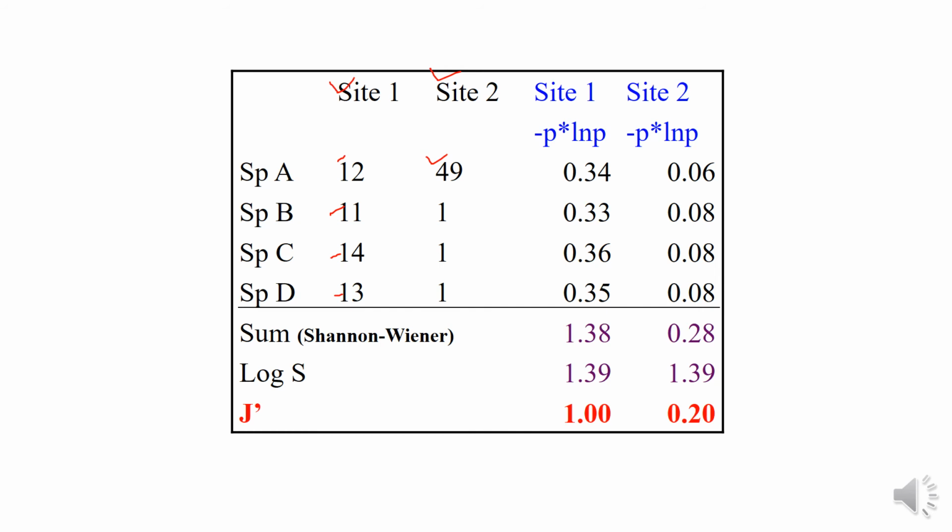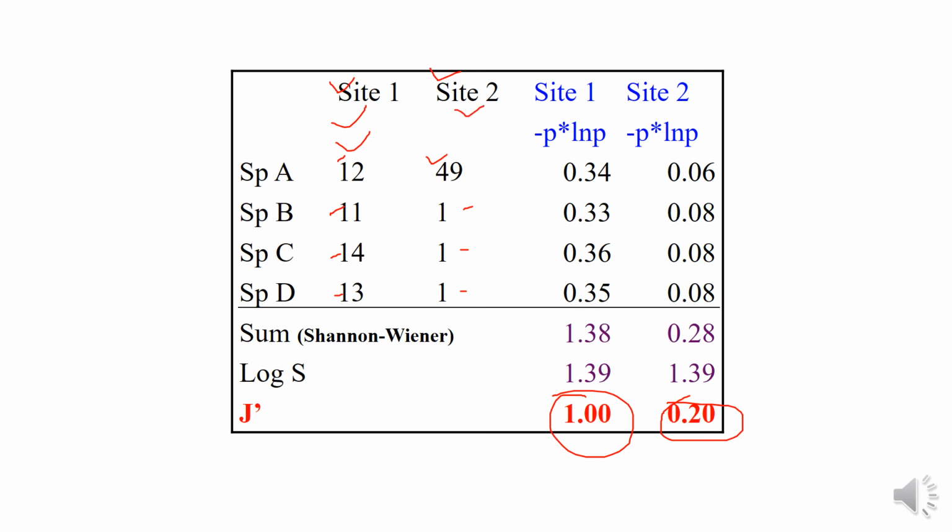So from this you can easily tell that site 1 is much more even, because here the evenness index is almost 1. And in site 2 the evenness index is very low, only 0.2. If you calculate, the calculation is here. So you can easily estimate from this data that this one is much more even and this one is much less even.